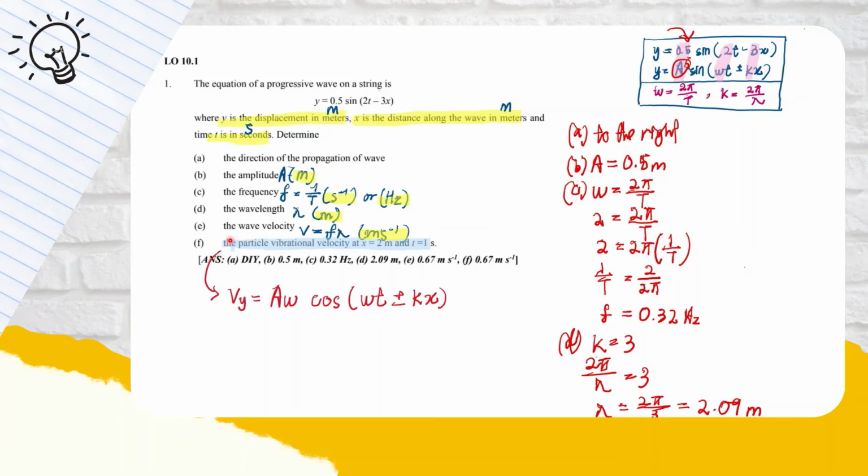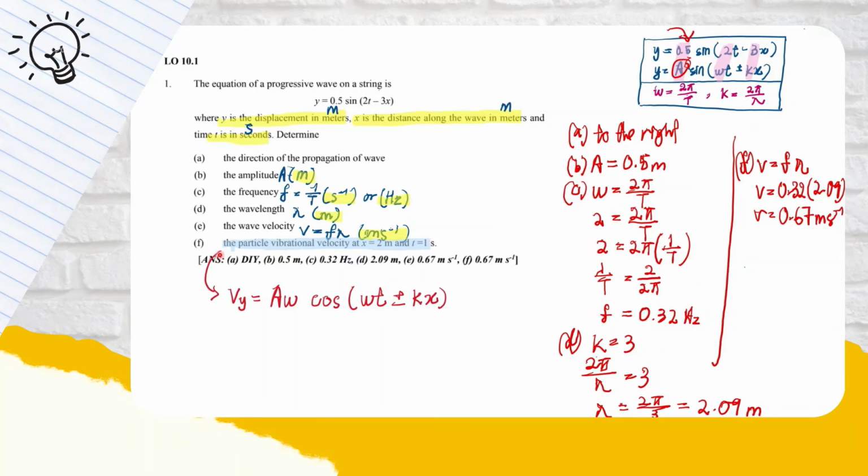Okay, now we proceed to the wave velocity. The wave velocity is equal to the frequency times the wavelength. So here, v is equal to f times λ. So v equals 0.32 times 2.09. v equals 0.67 meters per second.